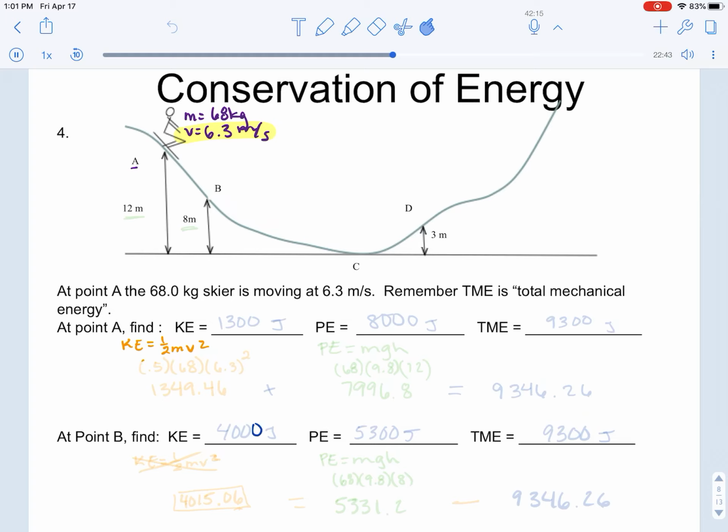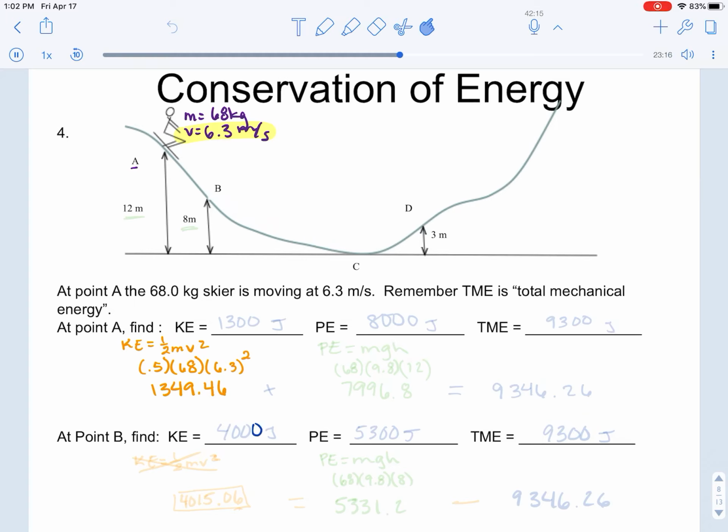So we have 1/2, or you can write it as 0.5, times 68 times 6.3, and only the 6.3 is being squared. And that gives you 1,349.346 joules of kinetic energy.